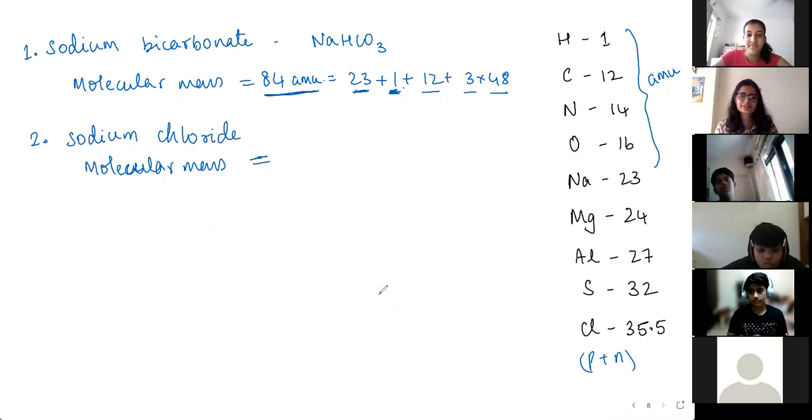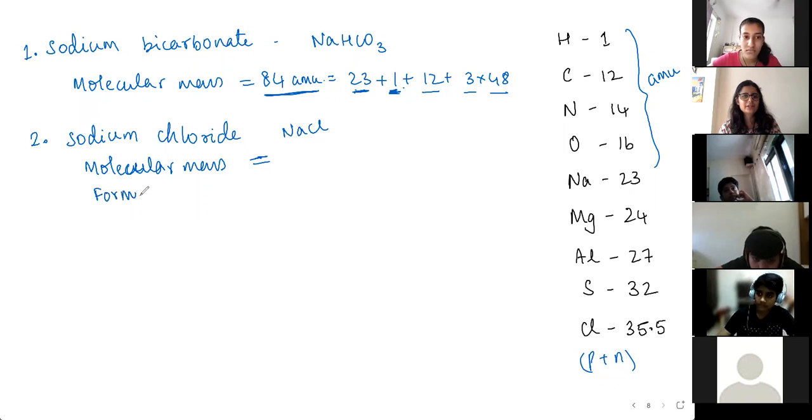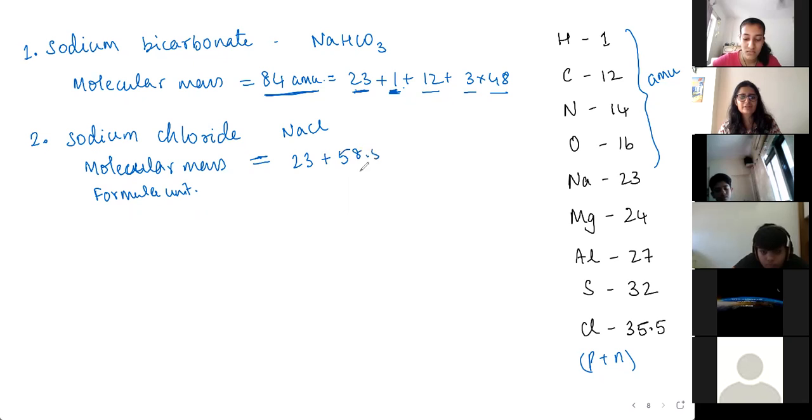Sujal got it, absolutely right. Ashka got it, yes. Aryan and Samriddhi, yes, you have corrected it. Sodium chloride is NaCl. Again, NaCl is ionic, so technically the correct term is formula unit mass. In fact, here also it's formula unit mass, but generally speaking, it is the mass number of the whole thing. Na is 23 plus 35.5. If you add, you get 58.5.